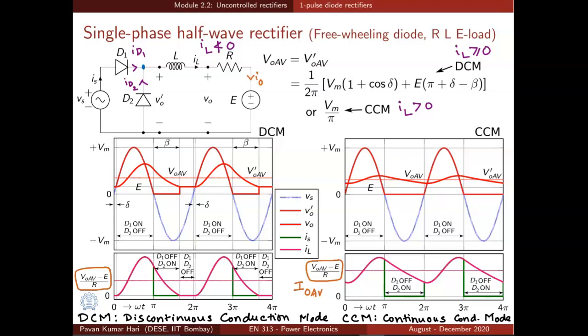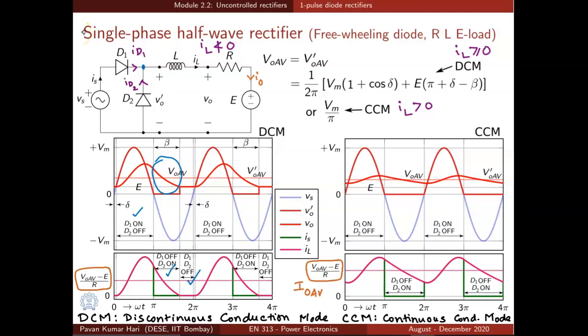In discontinuous conduction mode, there are three states that appear. D1 on, D2 off is one state, which is in the positive half cycle of the input voltage, and in the negative half cycle we can have two states: D1 off, D2 on, or both off. When will both be off? When the current goes to 0. Of course, the current has the exponential fall in this interval, but the exponential fall will be faster because now it is aided by this E.